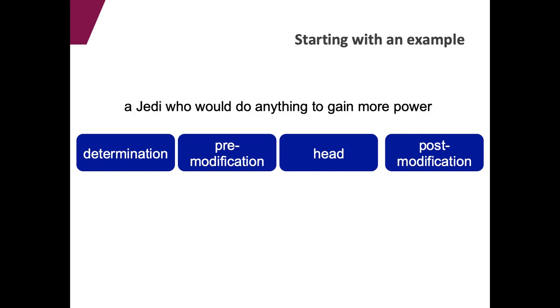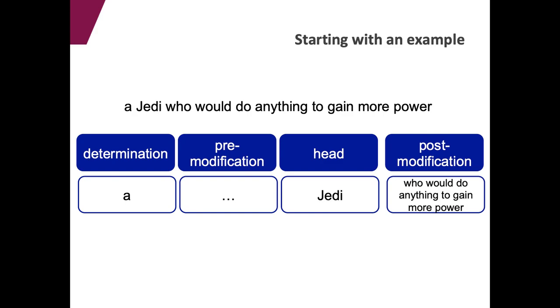There are 4 set spots or slots or places in the noun phrase. You start with the determination to tell you how the reference is built. You continue with what comes between determination and the noun head. It's called premodification. Then you have the head, which is a noun in the noun phrase. And then you can have something that post-modifies that head, which is called post-modification. So here you have the determiner a. The head is Jedi, and the post-modification is, of course, who would do anything to gain more power.